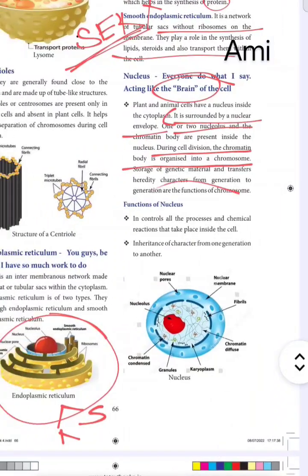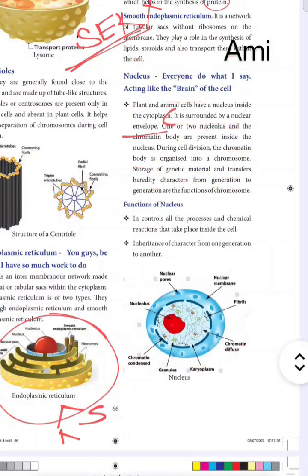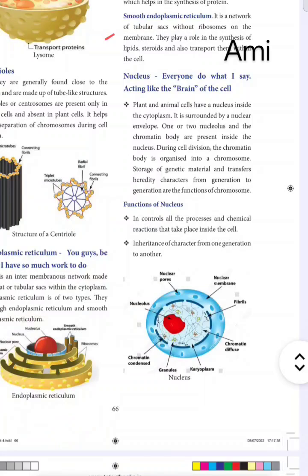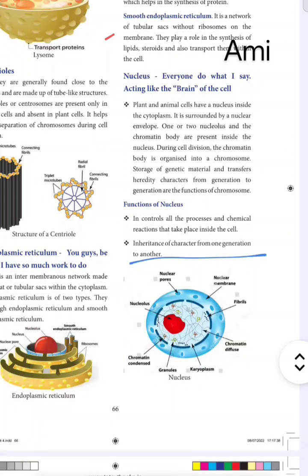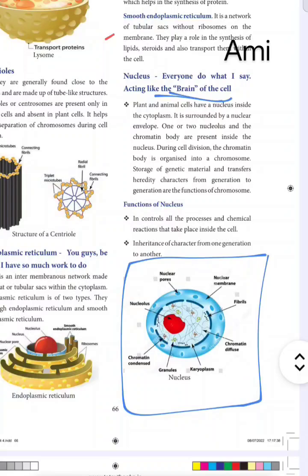Now the functions of the nucleus are that, as we already discussed, it is the brain of the cell. It is going to control the entire functions of the cell. So this is the structure of a nucleus. It is known as the brain, the master of the cell. It controls all the processes and chemical reactions. It also has the genetic material, DNA or RNA.